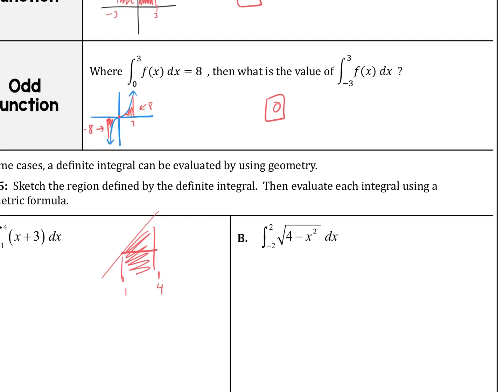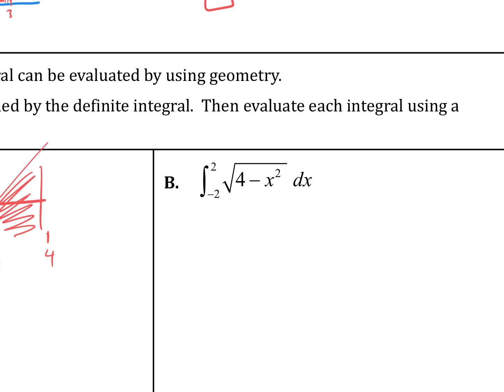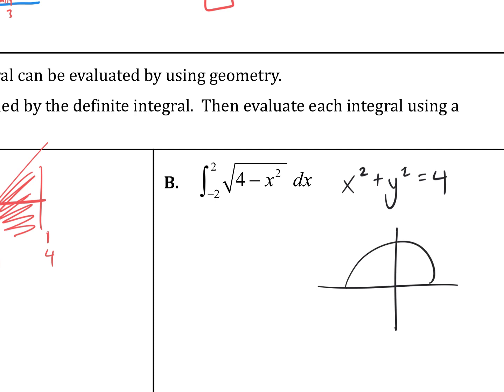If I look at b, anyone remember what b looks like on a graph? Square root of 4 minus x squared. It doesn't go into the negative, right? But if I rewrote it like this, what does that look like? That's a circle. So just like what Jacob said, it's actually just going to be the top half of the circle. Okay, so from negative 2 to 2, we've got this semicircle.